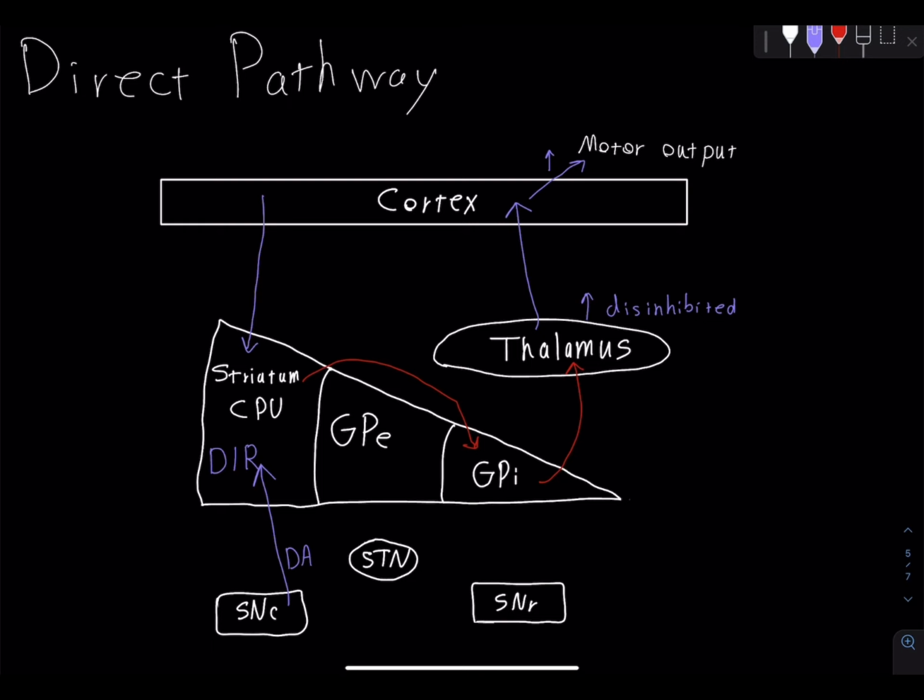And if you want to follow the trace of the entire activity here, the activity in the striatum increases, which leads to more inhibitory output to the GPi. So the globus pallidus internal has less activity, so it's not going to be inhibiting the thalamus as much. So the thalamus is then disinhibited.